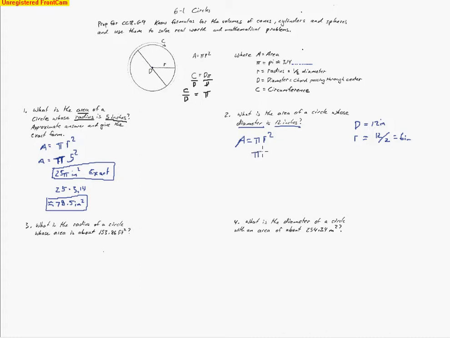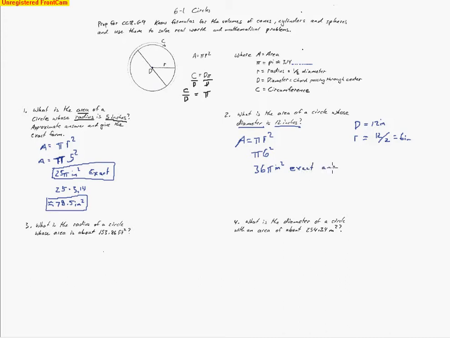So we'll do the same thing. We'll come up with the exact answer and the approximate. 36 is what I get when I square the 6, and pi, and these are again inches squared. This is the exact answer.